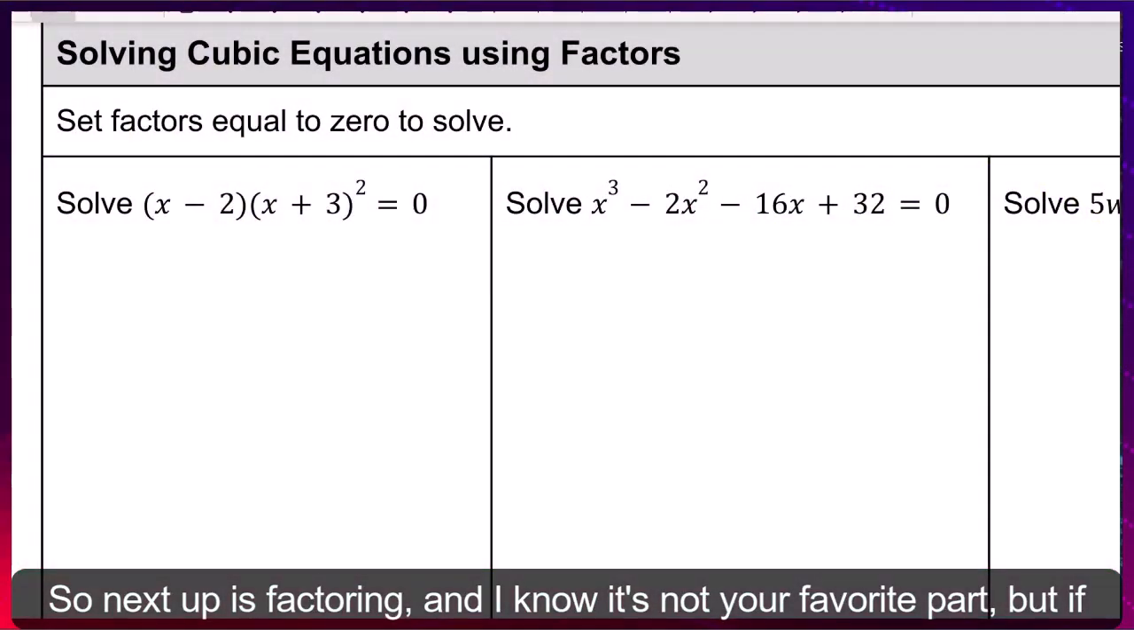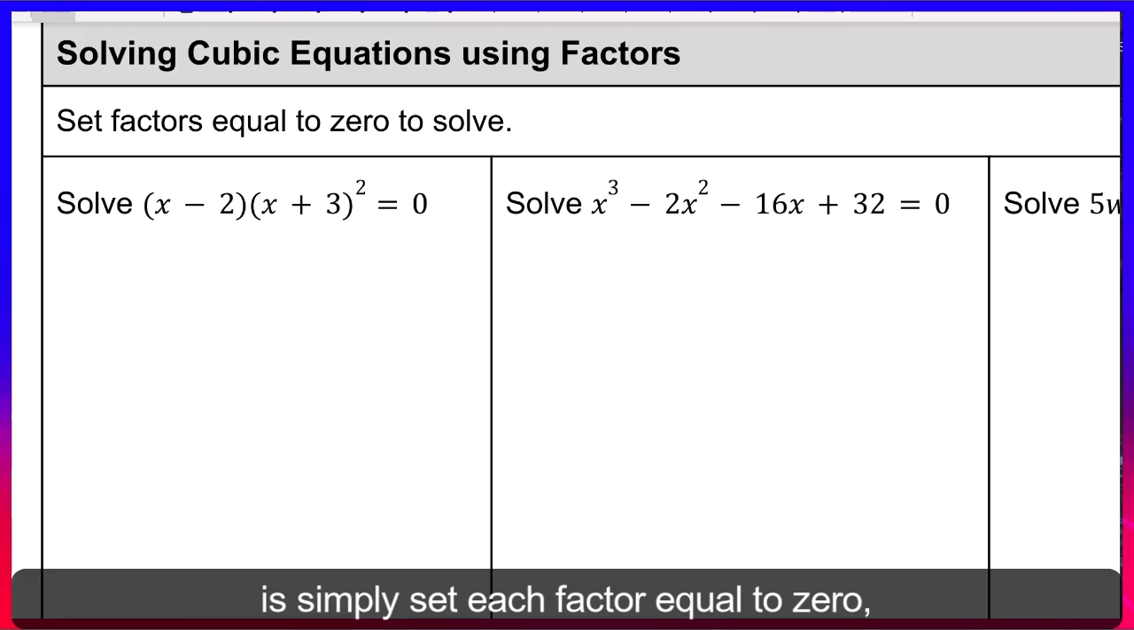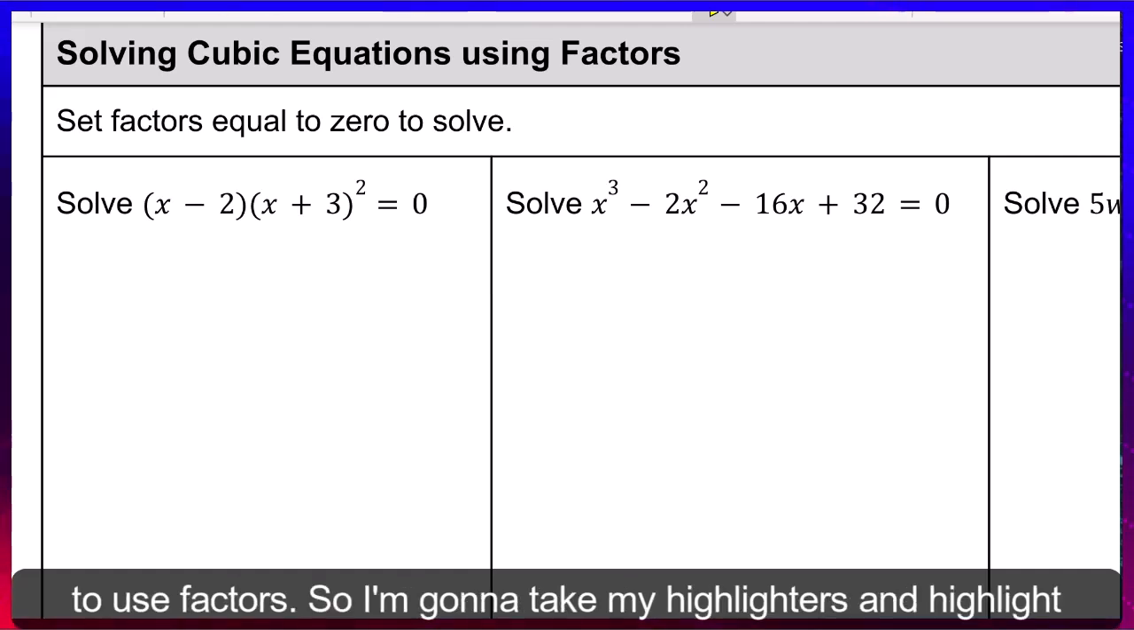So next up is factoring, and I know it's not your favorite part, but if you can tell that your function is already factored, all you have to do is simply set each factor equal to 0. And you don't even really have to factor. You just have to learn how to use factors. So I'm going to take my highlighters and highlight each factor.